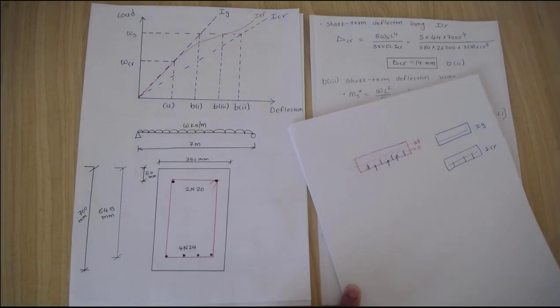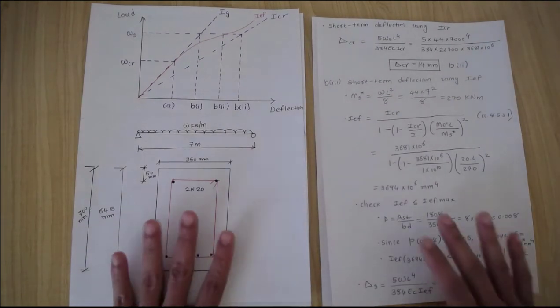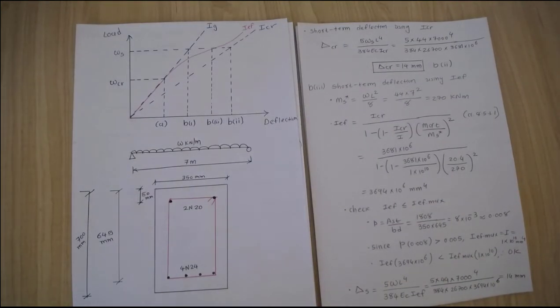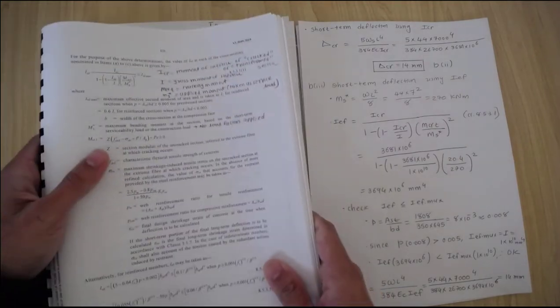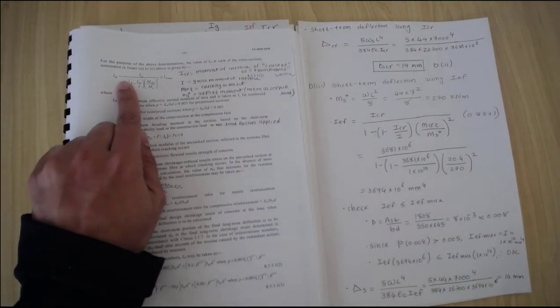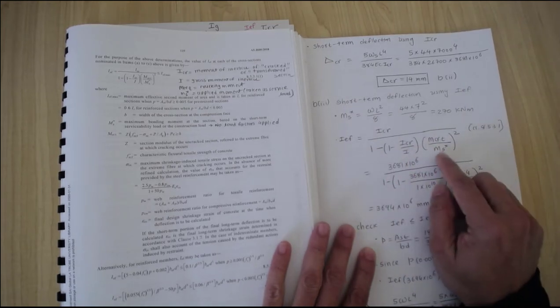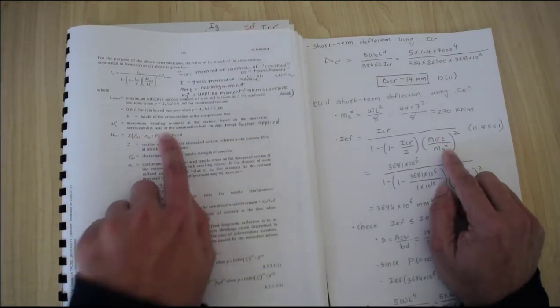Now the standards give us the equation straight away to find that I effective. The equation I'm going to show you here is in clause 8.5.3.1 on the next page. They give you these I effective equations. In this I effective equation, we have all the values except Ms star, which is the maximum bending moment at the section based on short-term serviceability load. So it's talking about the maximum bending moment.